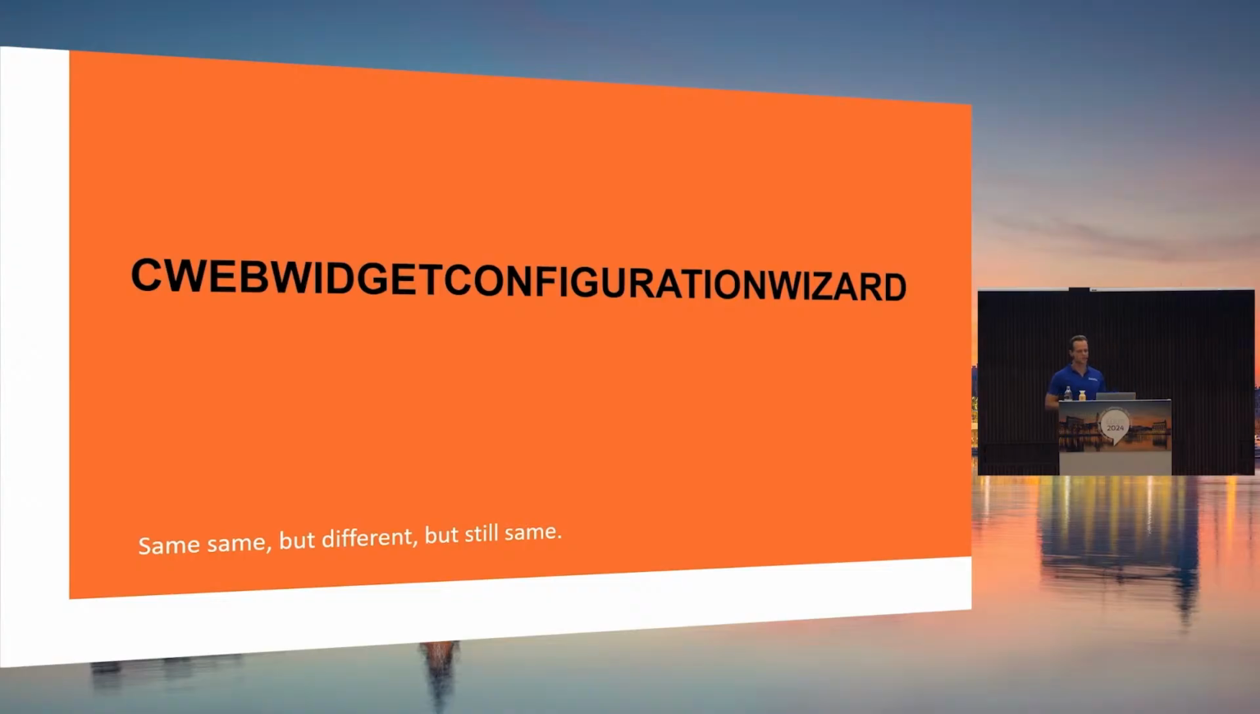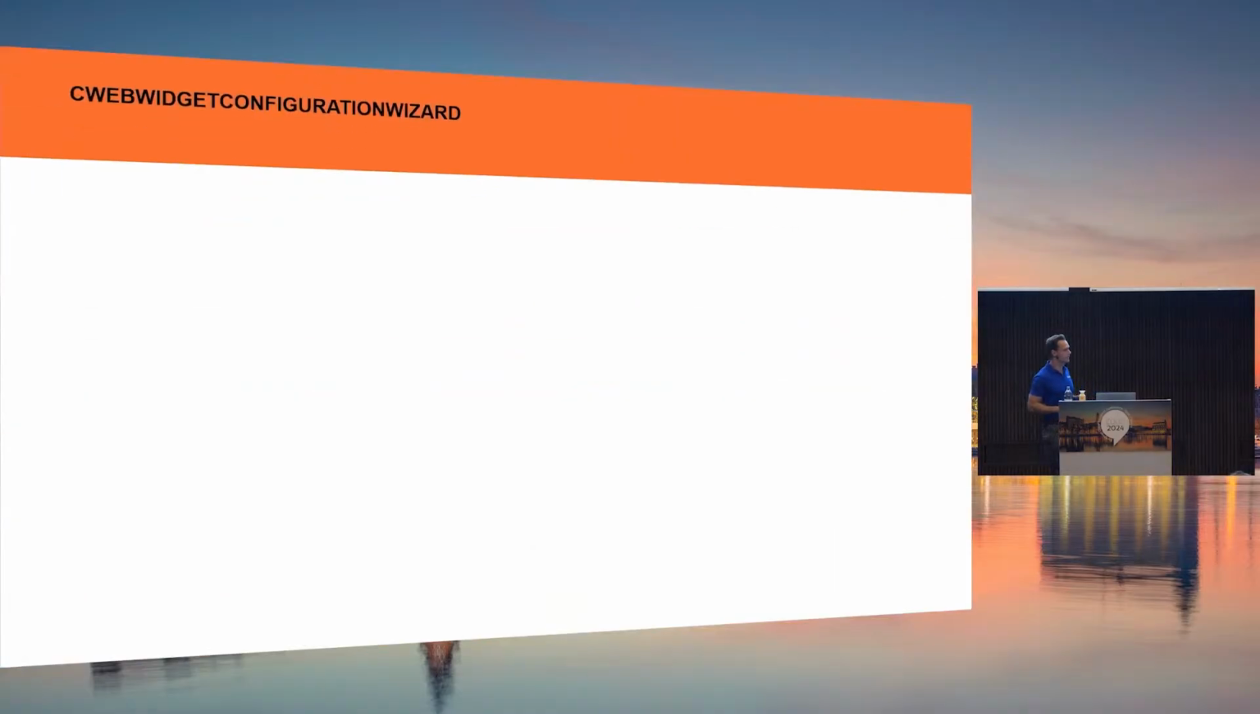Last one is the C web widget configuration wizard. And this is where things get a little bit complex. So I'll try to explain as best as I can, and then hopefully with this explanation and a little bit of demonstration, it'll make some sense at the end. But this is the most complex part of this entire widget stuff.